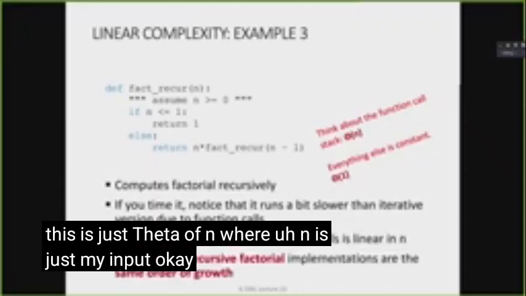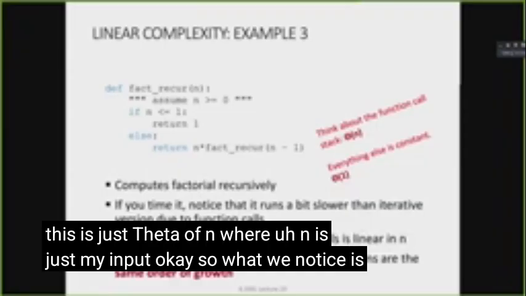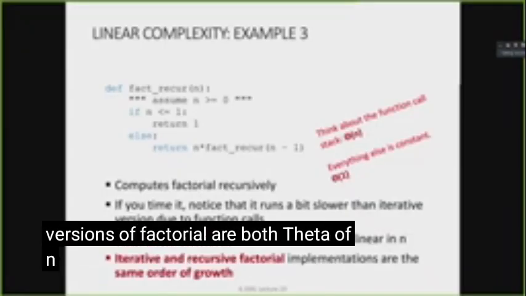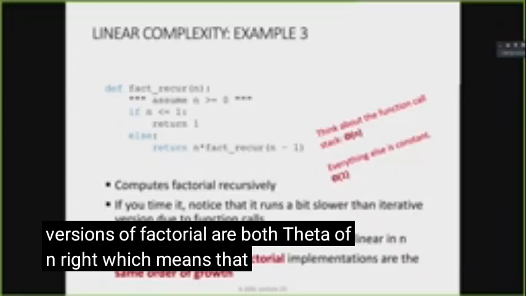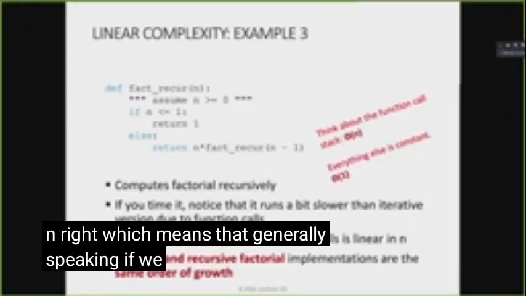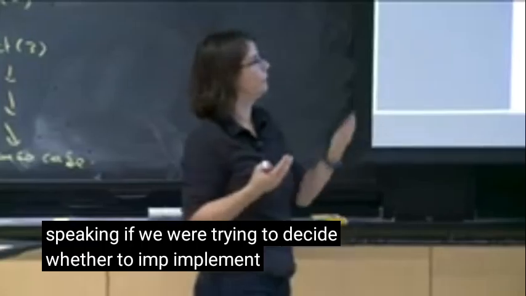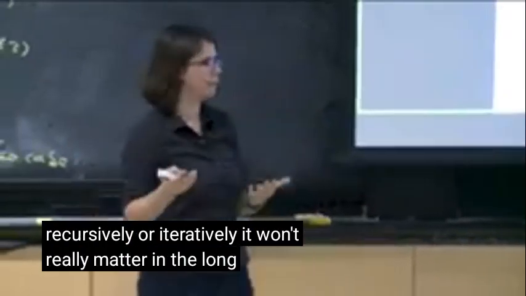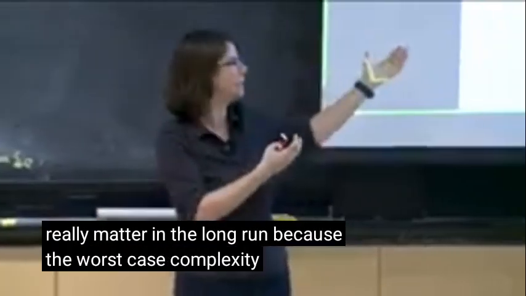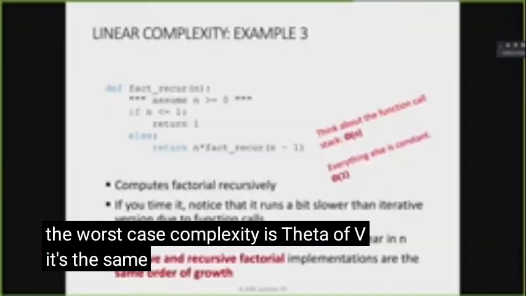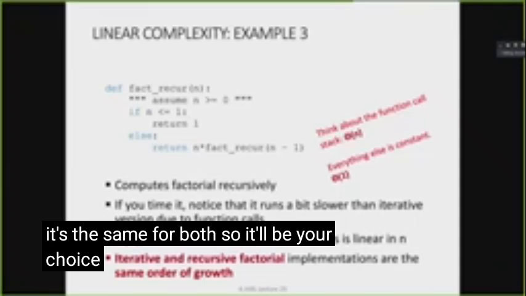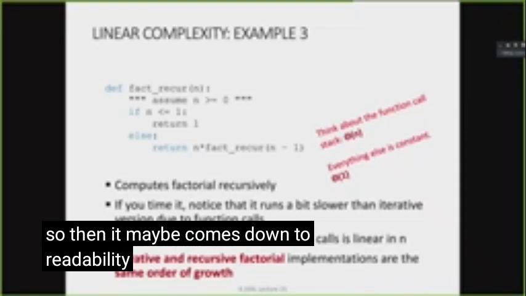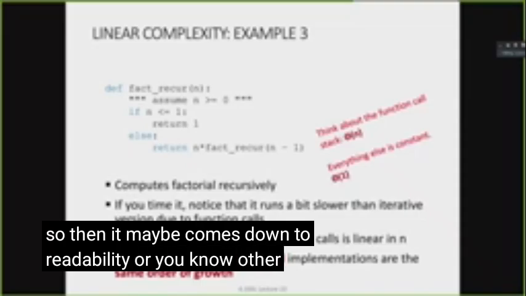Okay? So what we notice is that the iterative and the recursive versions of factorial are both theta of n. Which means that, generally speaking, if we were trying to decide whether to implement factorial recursively or iteratively, it won't really matter in the long run, because the worst case complexity is theta of n. It's the same for both. So it will be your choice which one to actually use. All right, so then it maybe comes down to readability or other factors.